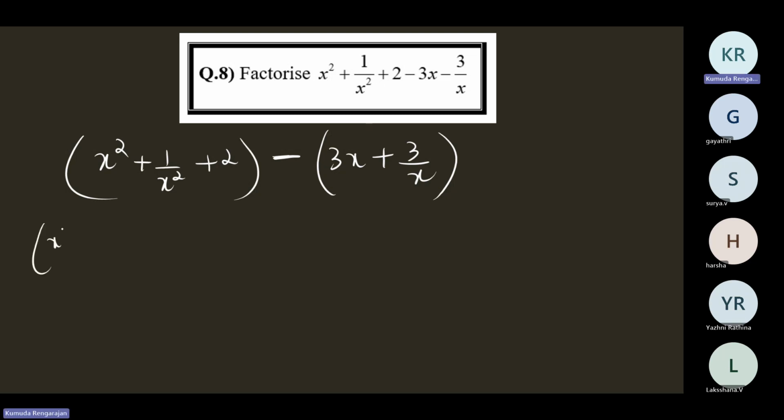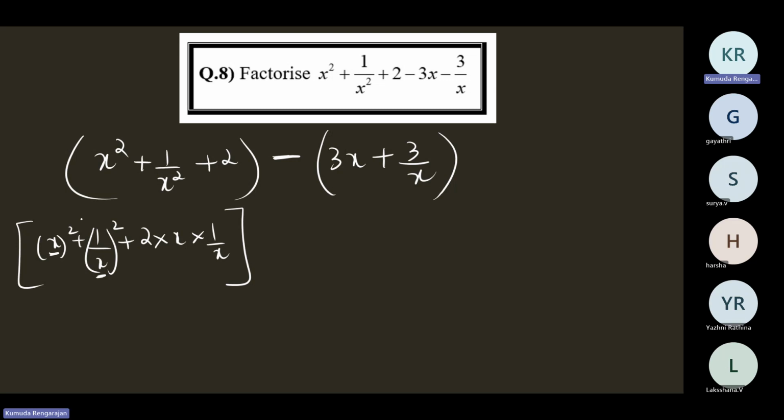So now x squared plus 1 by x squared plus 2 into x into 1 by x. Write this in the form a the whole square plus b the whole square. x squared is x the whole square, and 1 by x squared is 1 by x the whole square. So like a squared plus b squared, plus 2 into a into b, 2 into x into 1 by x. So x is a, 1 by x is b. A squared plus b squared plus 2 into a into b.